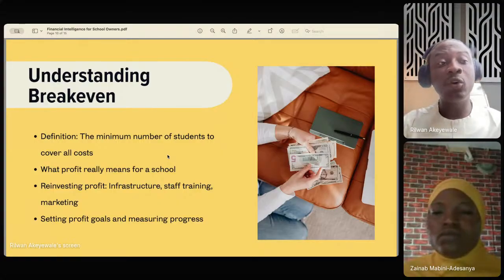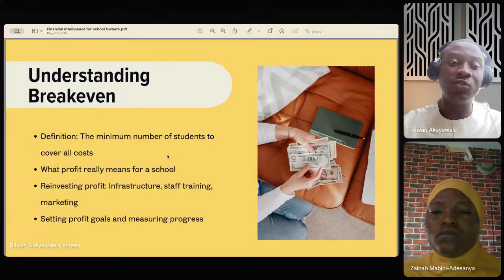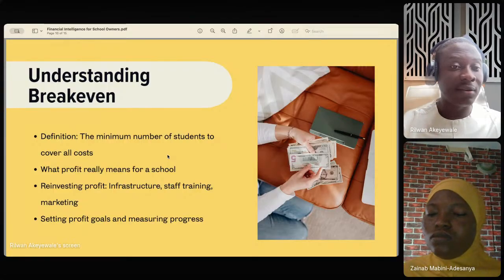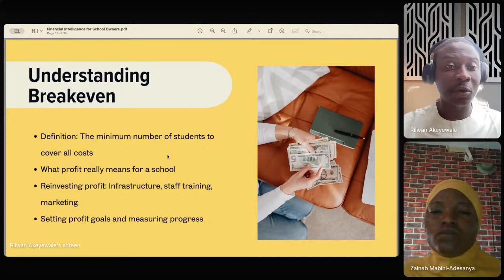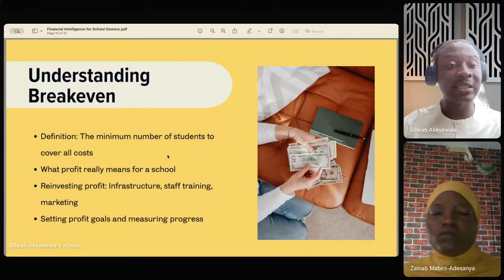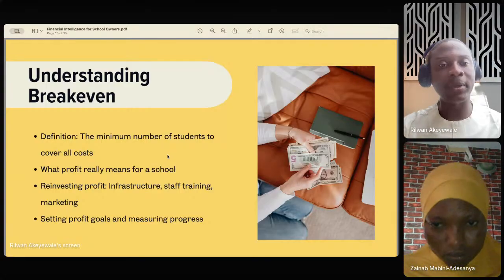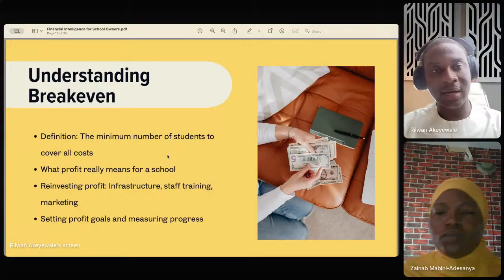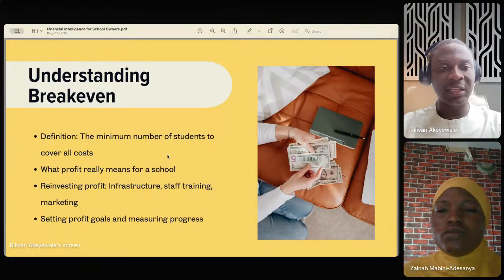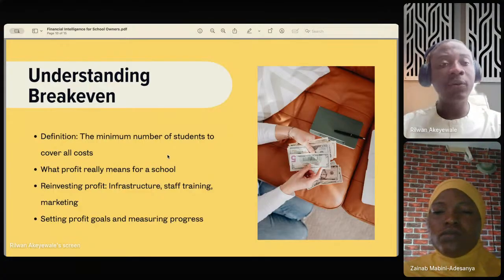If your total number of students is not enough, then you can say we need to enroll more students. Maybe do some aggressive marketing, go on a radio station and so on and so forth, to be able to now say, okay, we've added 50 more students to our existing 100 students. If 60% of these 150 students pay, we'll be able to take care of our obligation for the term. So for a school, what does profit really mean?